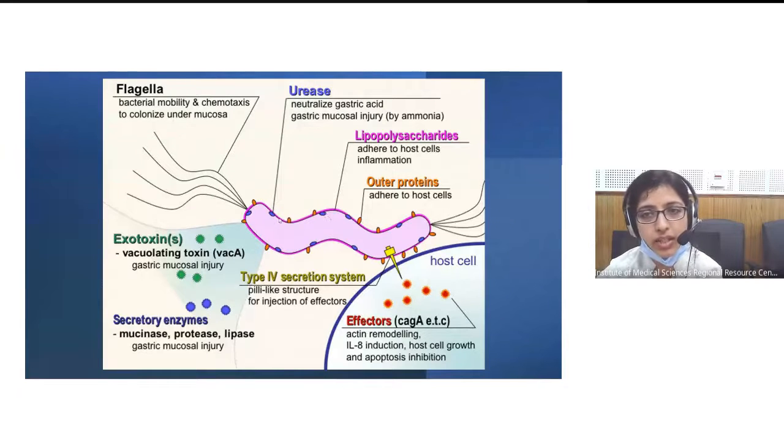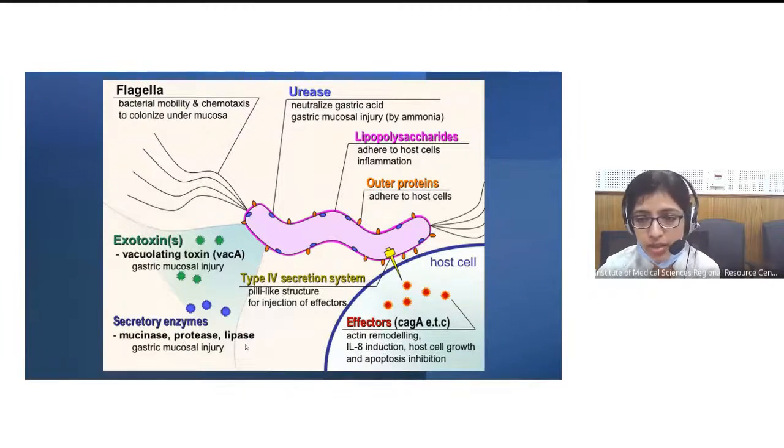Then the surface lipopolysaccharides. We know that our leukocytes have receptors that recognize these lipopolysaccharides. So this is how it causes inflammation, that is how it causes chronic gastritis. These lipopolysaccharides will adhere to the host cell and activate those inflammatory cells and cause inflammation. Then the outer membrane proteins also help. These are called adhesins, and they help the bacteria adhere to the host cells. Then there are some exotoxins like vacuolating toxin. There is also CagA, cytotoxin-associated gene A. Then it also secretes mucinase, protease, and lipases, all of which result in gastric mucosal injury.